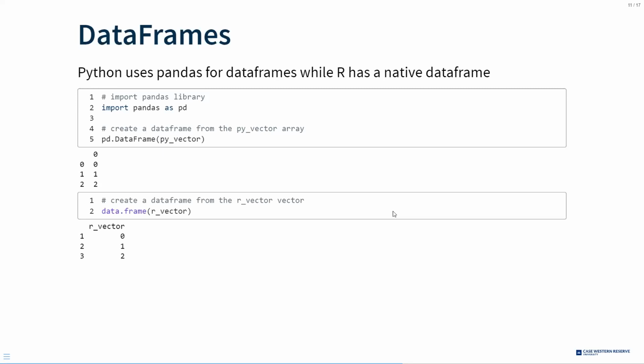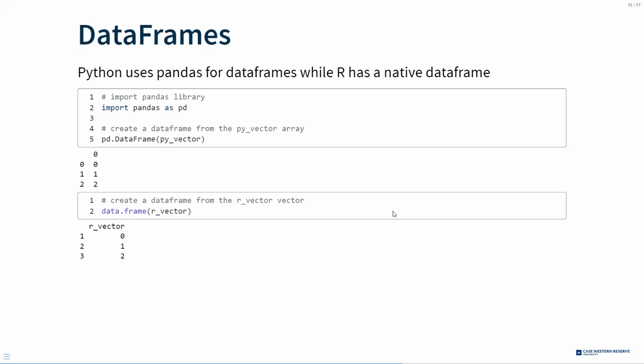Similarly, R actually has a native data frame. So you can see at the bottom here, all we have to do is call data.frame of the vector that we just created previously. In our case here, we're creating a data frame where each row corresponds to one of the elements from the vector, which is 0, 1, 2 that we created previously.